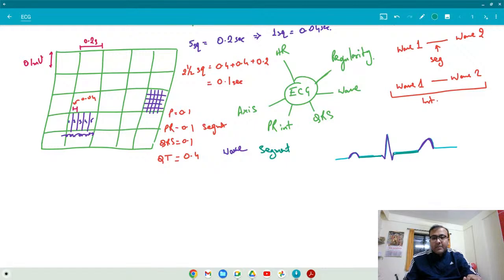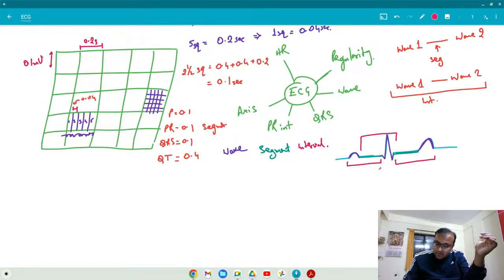So the isoelectric line in between the waves is called as segment. This is the segment. And if I consider wave plus segment, or segment plus segment, these are called as interval. Interval can be wave plus wave also. So wave plus wave or wave plus segment, that is called as interval.